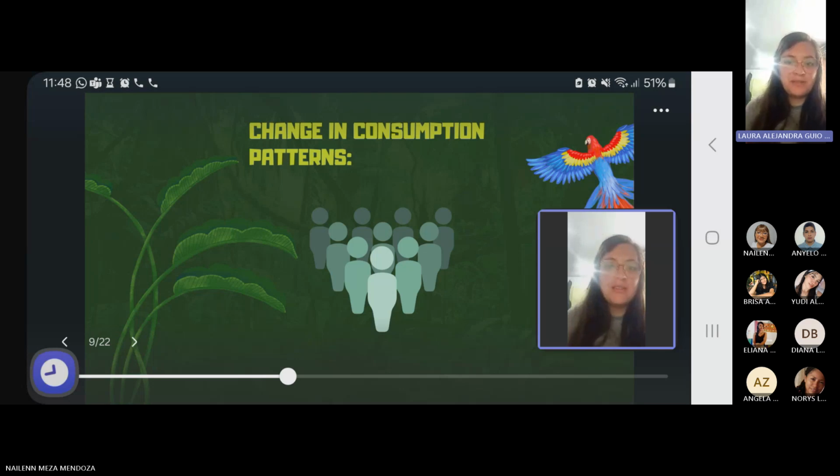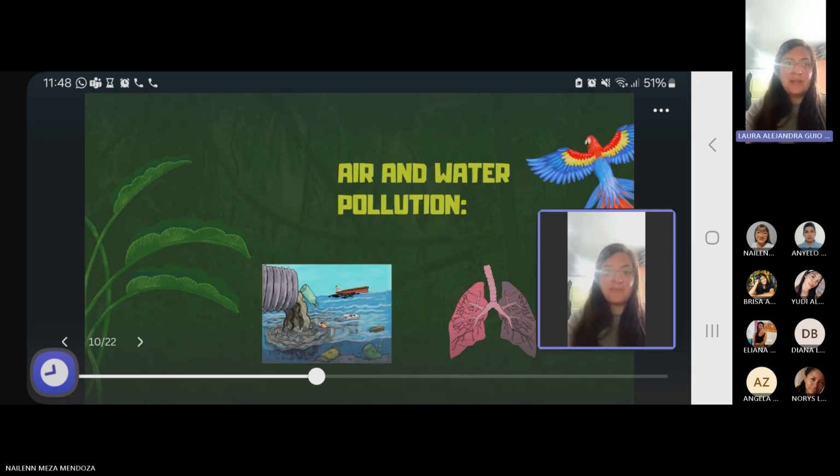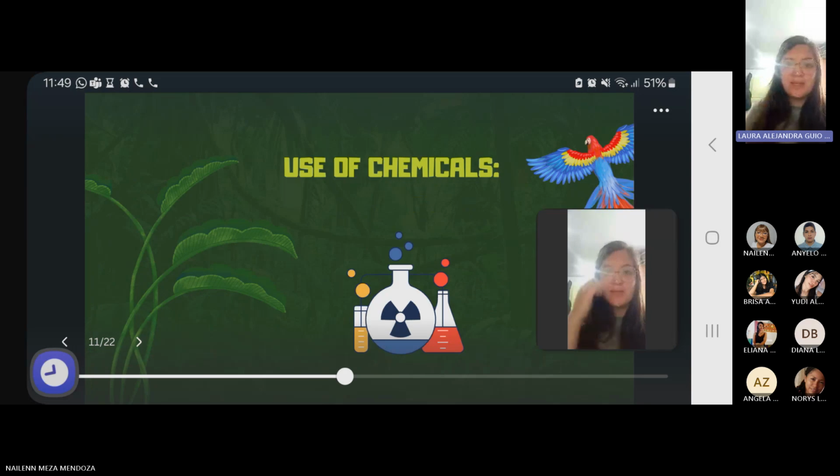Change in consumption patterns. Population growth and rising standards of living in many countries have led to an increase in the consumption of natural resources and energy, contributing to climate change. The next, please. Air and water pollution. Air and water pollution can contribute to climate change by releasing greenhouse gases and disrupting ecosystems. The next, please. Use of chemicals. The use of chemicals in agriculture, industry, and everyday life can contribute to climate change by releasing greenhouse gases and disrupting ecosystems. The next, please.